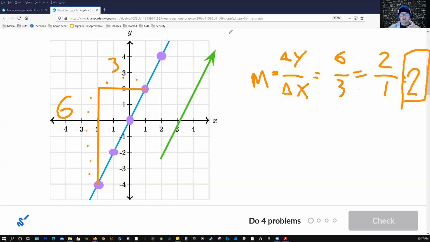I guess that's kind of important to understand what I just said. These are the same ratio. If I go up 6 and over 3, up 6 and over 3, up 6 and over 3, that is the same as going up 2 over 1, up 2 over 1, up 2 over 1. It is the same line. So that is counting slope from a graph when it's positive. Let's see if we get a negative one.